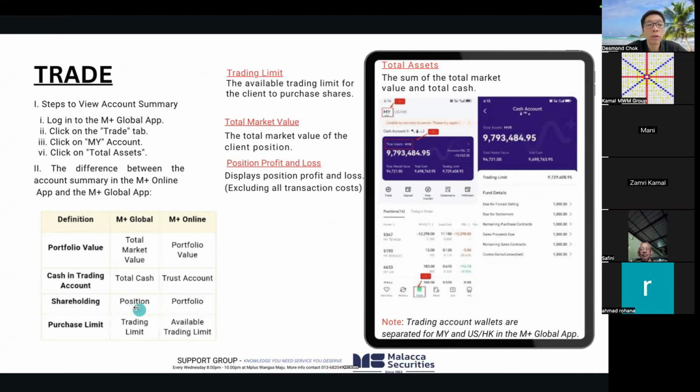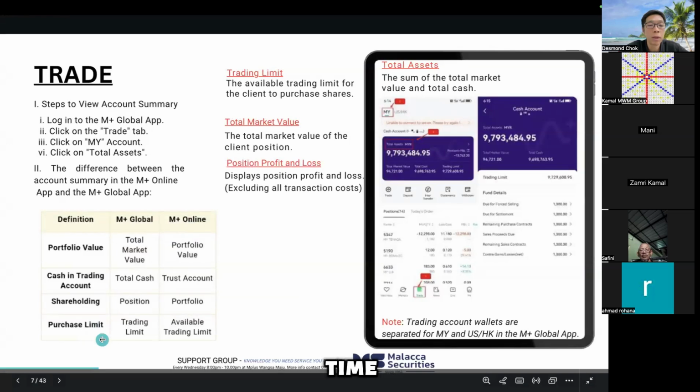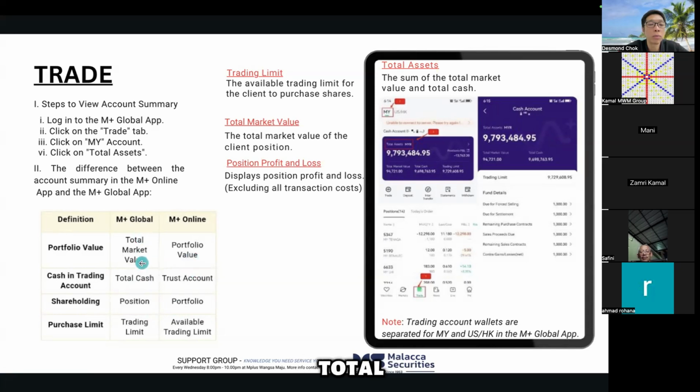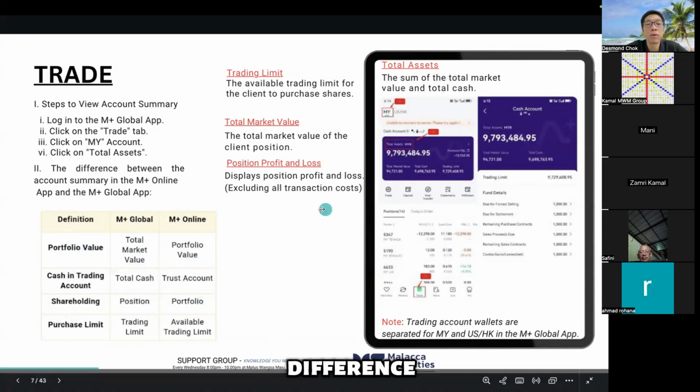So what is the difference between the old and new one? Last time we called it available trading limit. Now in M Plus Global, we have a trading limit. So same thing: position, portfolio, total cash, cash account, portfolio value, total market value. So this is the difference.